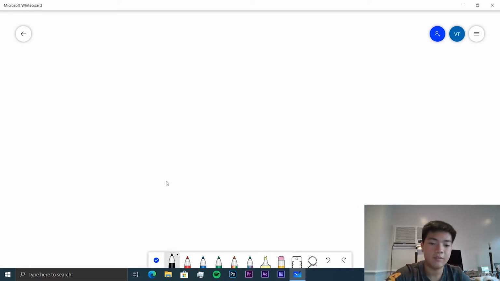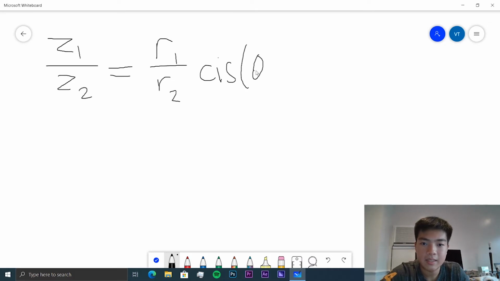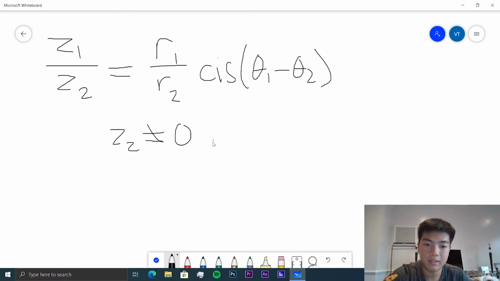And so we can use this then to define division. If we are dividing two complex numbers in polar form, this is equal to the modulus of the first one over the modulus of the second one, CIS theta 1 minus theta 2. So when we are dividing complex numbers, we divide their modulus and subtract their arguments. Of course, z2 is not equal to 0 and r2 is not equal to 0. With that being said, let's jump into some questions.